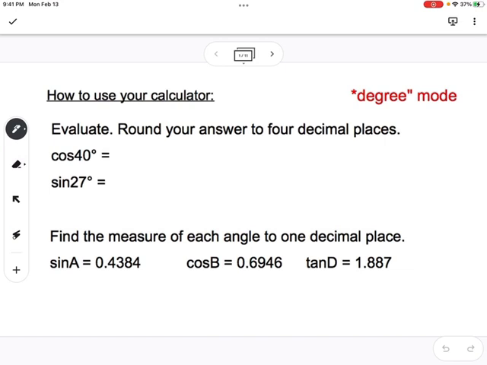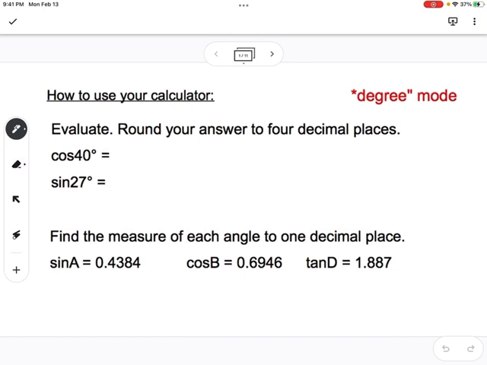Okay, so today we're going to continue on from the trig review. This is just a little extension of that. So we're starting with using your calculator. You should be familiar with this from your review, but we'll go over it again.